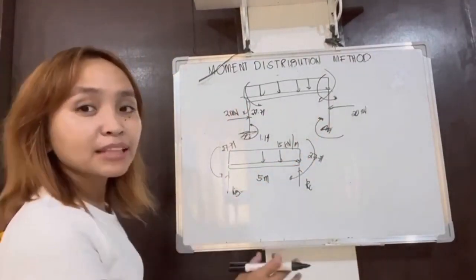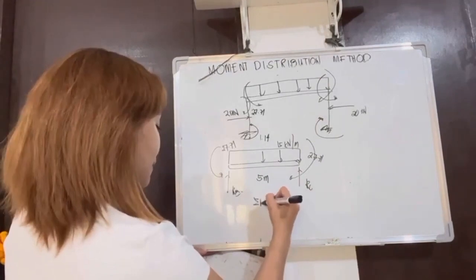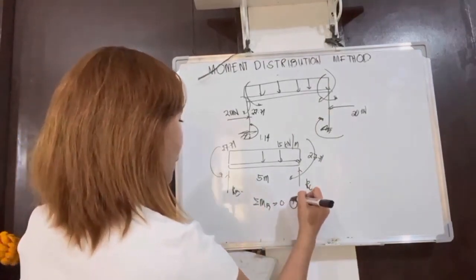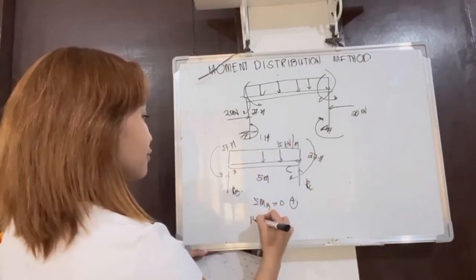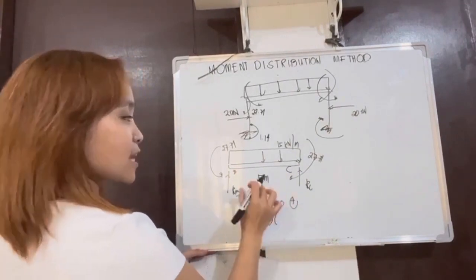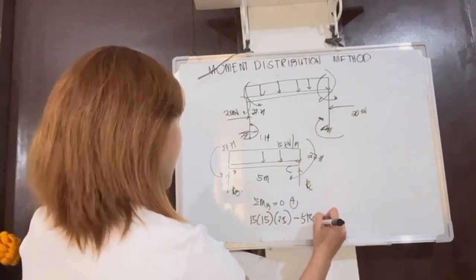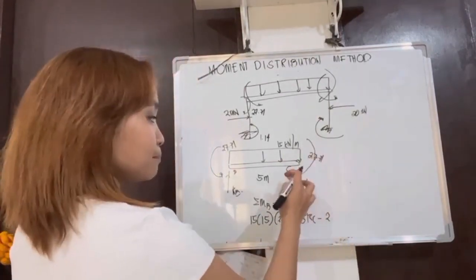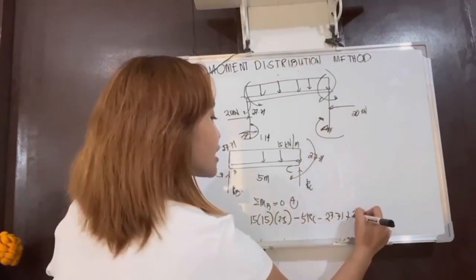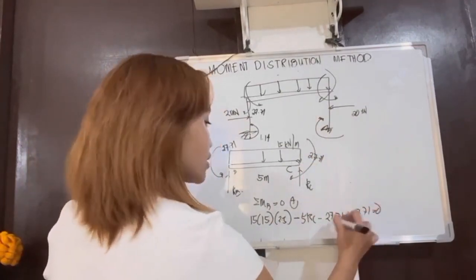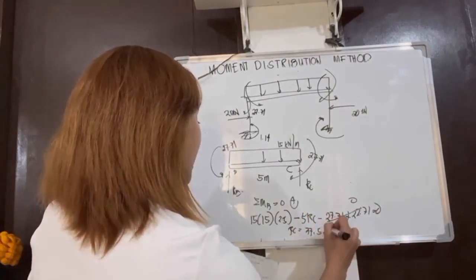Next, we need to get the reactions of BC. Since we have the moments already, we just substitute them here. So, the moment at B is equal to 0, positive moment. Since this is B and this is C, our resultant here is 15 times 5 times half of 5, so 2.5, minus 5 RC minus negative 27.71 plus 27.71 is equal to 0, which cancels out. So, our RC here is 37.5 kN.